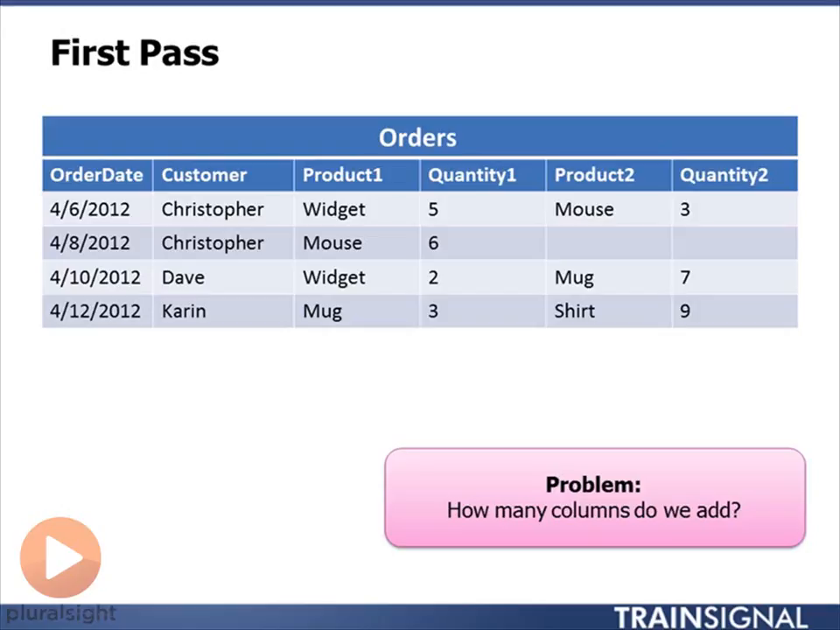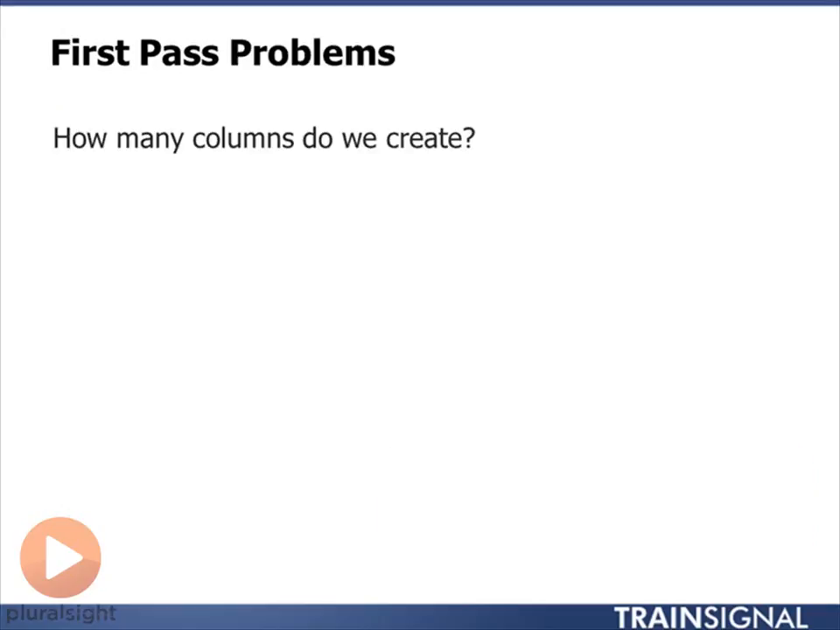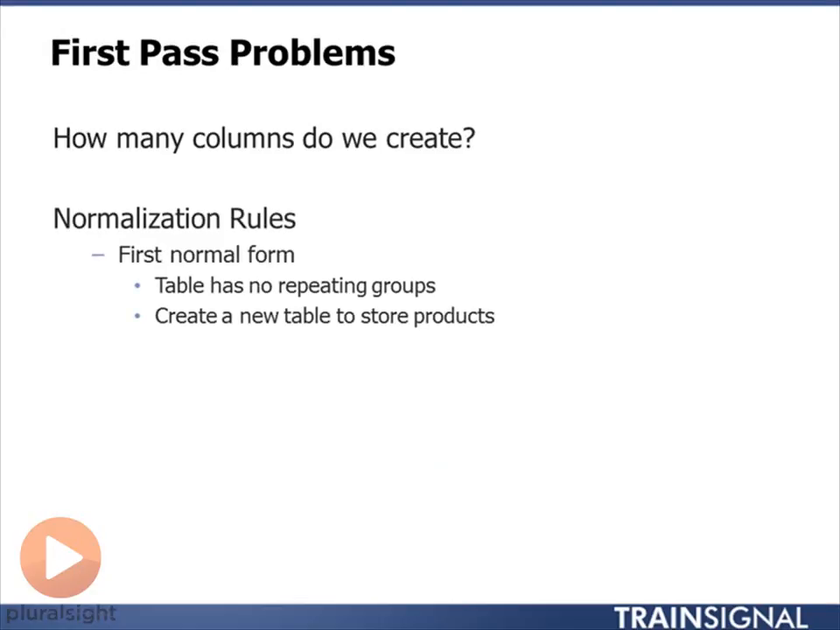But what happens if somebody wants to order 3 products at once, or 4, or 5, or 6? Well, the question then starts to become, well, how many columns do we add? When do we stop? It's a good question. So obviously we've got a problem here. How many columns do we create? Well, this is where normalization comes into play.